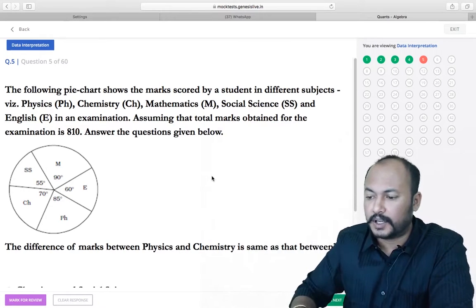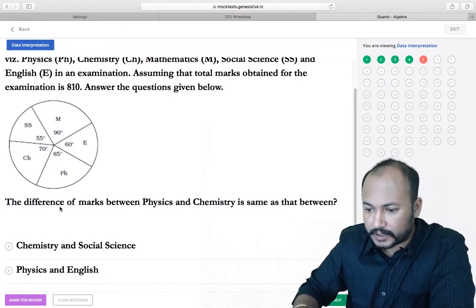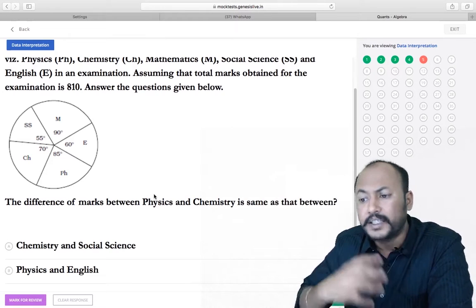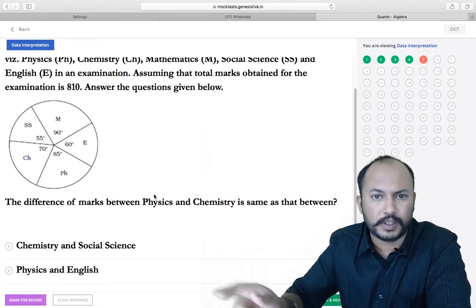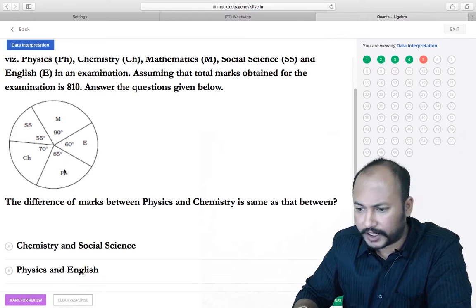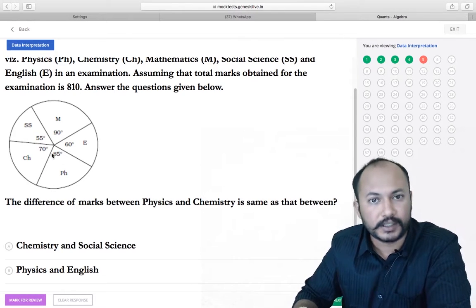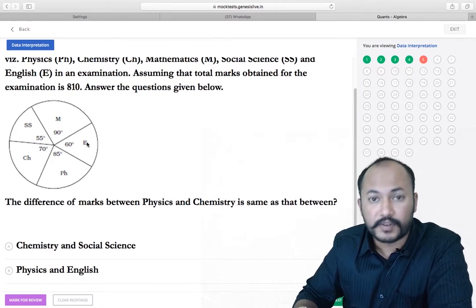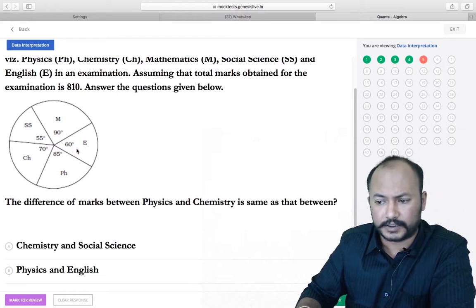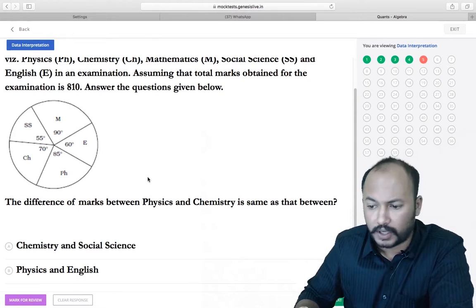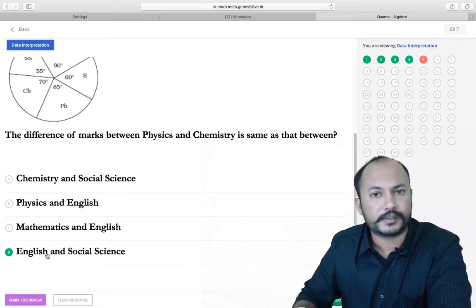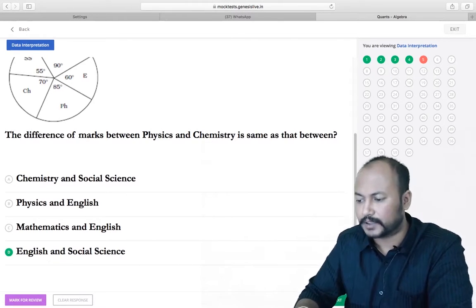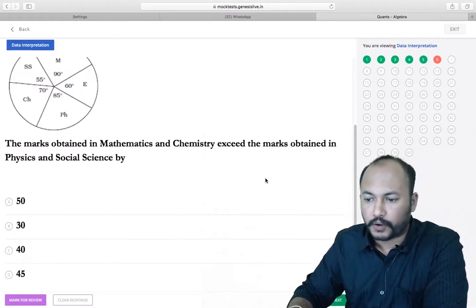That's the first observation. Next, the question here says the difference of marks between physics and chemistry is same as that between. Now I need not calculate the marks individually. So what I want is difference of physics and chemistry. Physics and chemistry difference is 5 degrees. All right, let me keep it in degrees only, no problem. So what's the other subject wherein a difference is 5 degrees? Clearly you can see SS and E, 60 and 55, difference is 5 degrees. Okay, so SS and E, that's your answer. Done. All right, you need not even touch the pen to solve this question. It's very simple. Okay, question number 6.